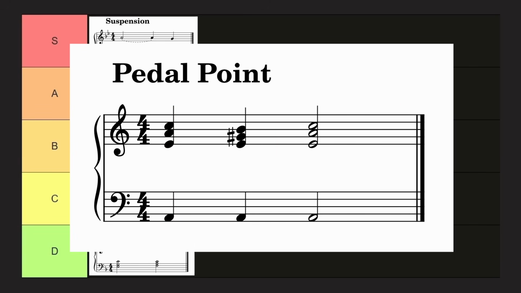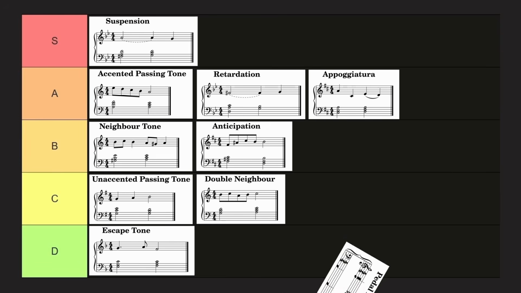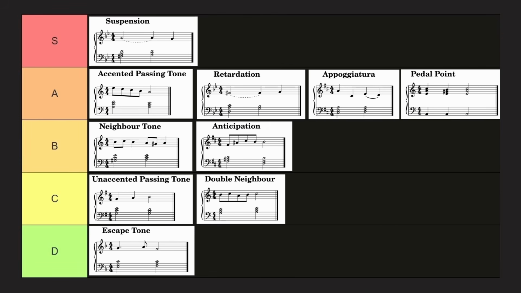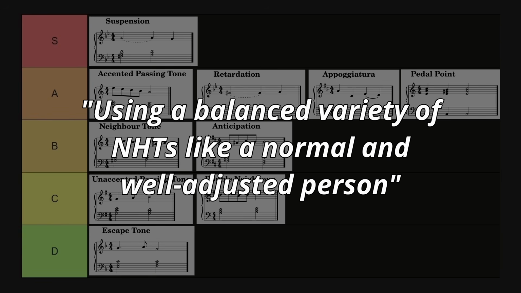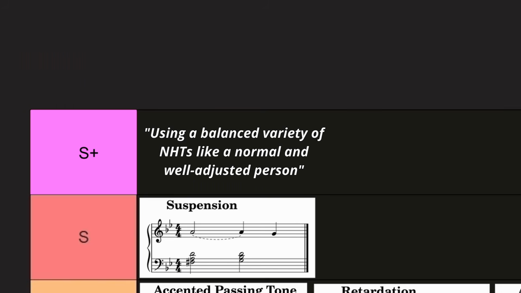I'd say that's quite a cool effect, so I'll be placing the pedal point in the A tier. But wait, what's this? It seems there's a bonus item on the list. Let's see here, it's called Using a Balanced Variety of NHTs Like a Normal and Well-Adjusted Person. Yeah, that one's going in the S+ tier.